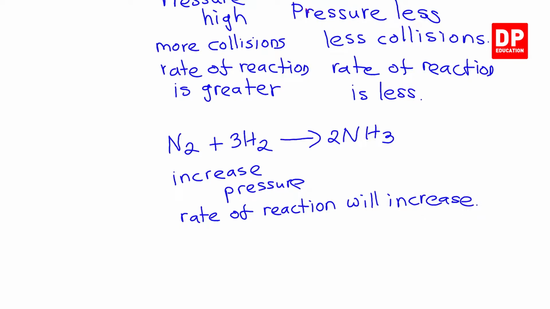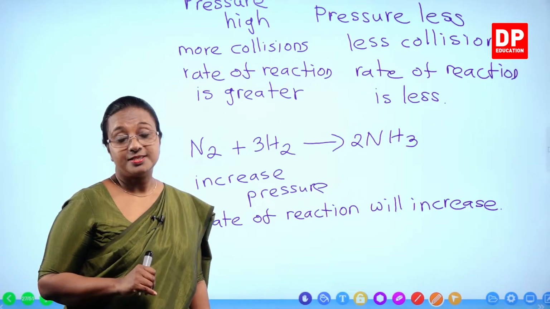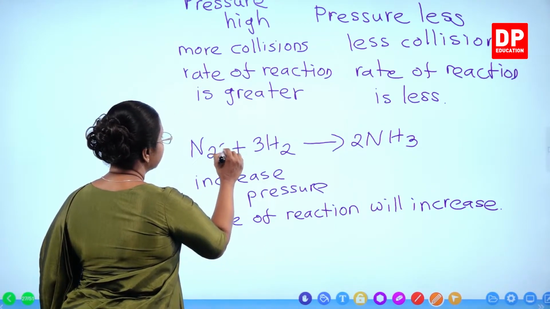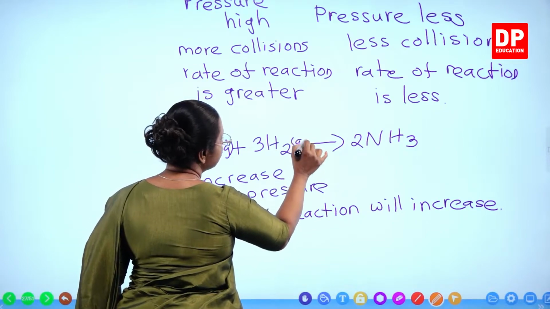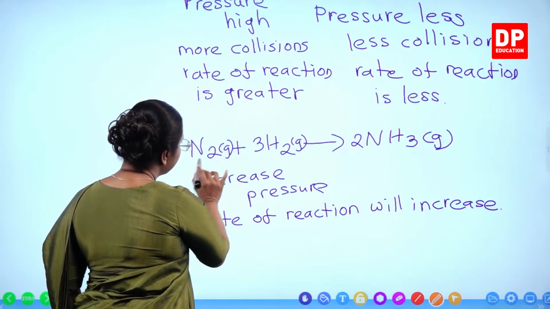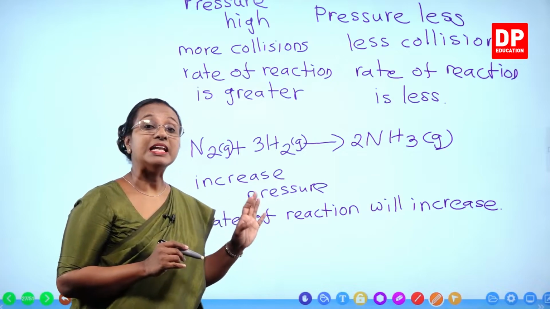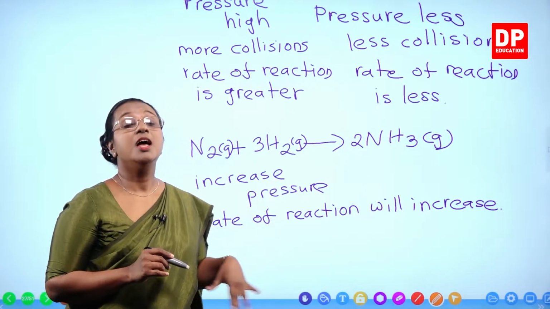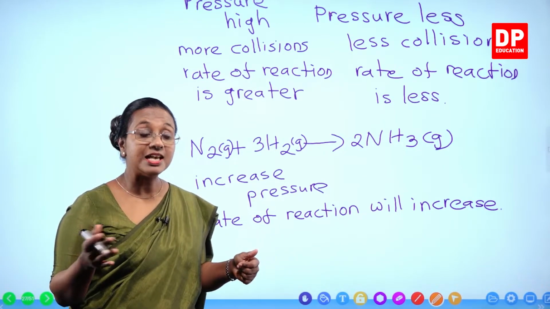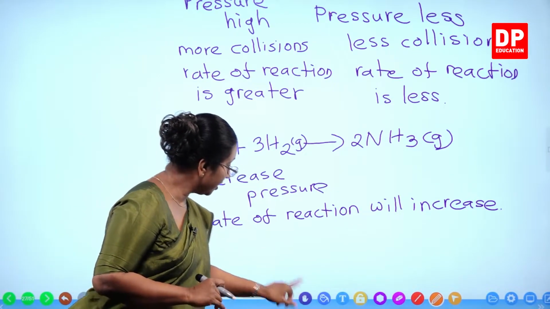Is that clear to you? So this is again similar to concentration, but for reactants that are in the gaseous state. So nitrogen is a gas, hydrogen is a gas. Here the product is also a gas. So the important thing is the reactants are gases. Then you increase the pressure by decreasing their volume. When you increase the pressure, the number of collisions per unit time increases. Therefore, the rate of reaction increases.